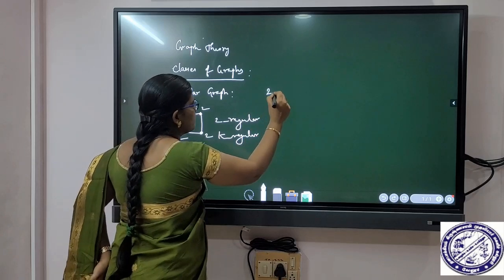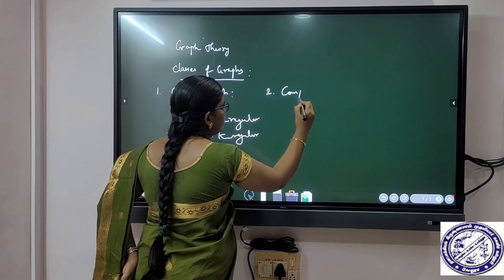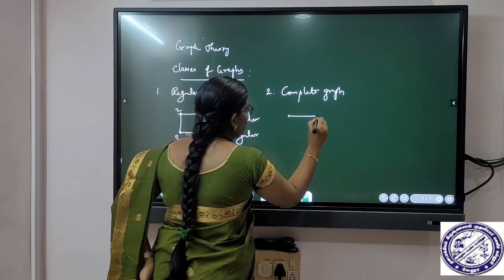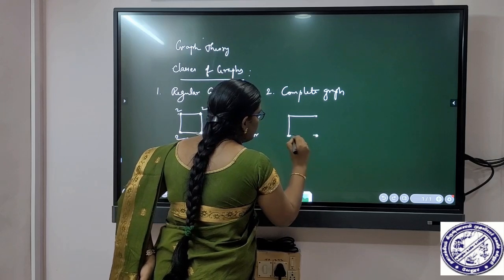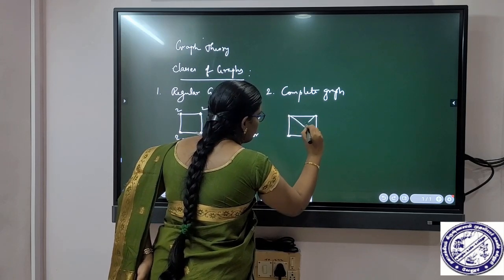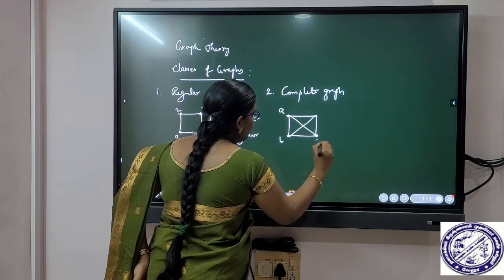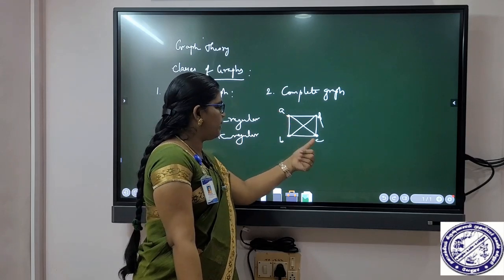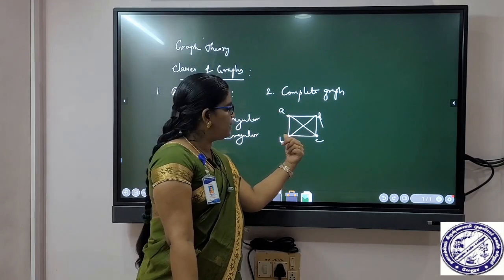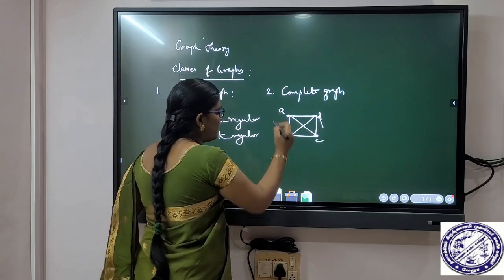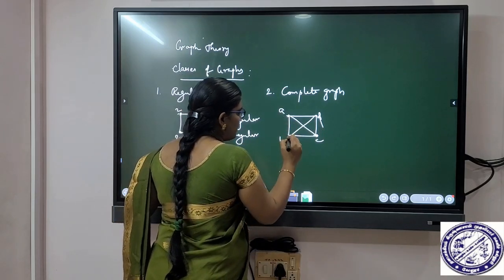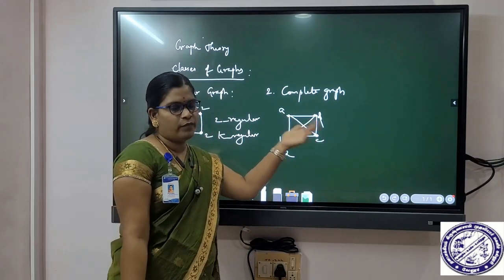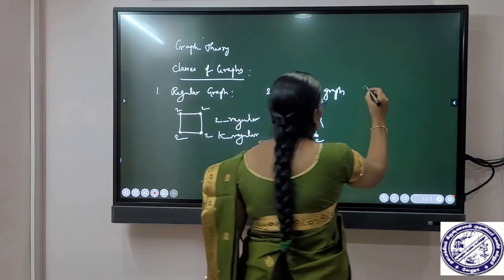And the second one is complete graph. This is a simple example for a complete graph. Complete graph means every vertex in the graph is adjacent to all the other vertices. For example, if A is a vertex, then the other vertices B, C, D, all the vertices are adjacent to it. That is, all the vertices are connected to every vertex. This is called a complete graph.